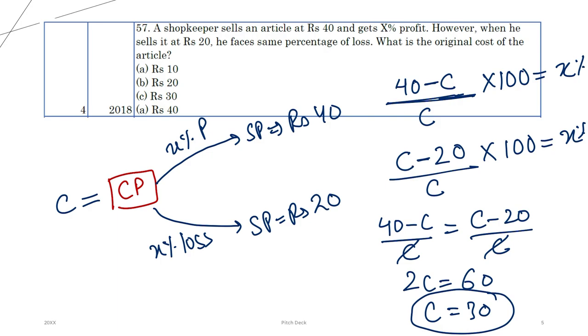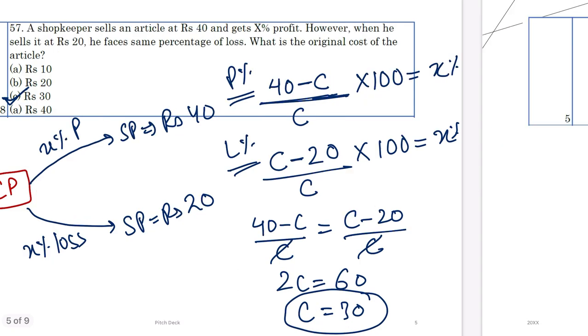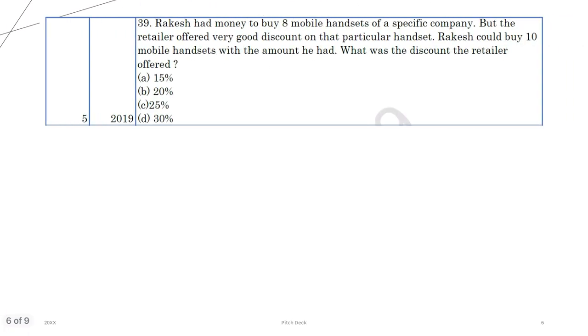Simple mathematics. You just have to understand the formulas for profit percent and loss percent, and don't make a mistake of sign here. Whenever there is a profit, it is selling price minus cost price. Whenever there is a loss, it is cost price minus selling price. This is the fifth question. Rakesh has some money to buy 8 mobile phones, but the retailer is giving some discount, and for the same money, he can now buy 10 mobile phones.